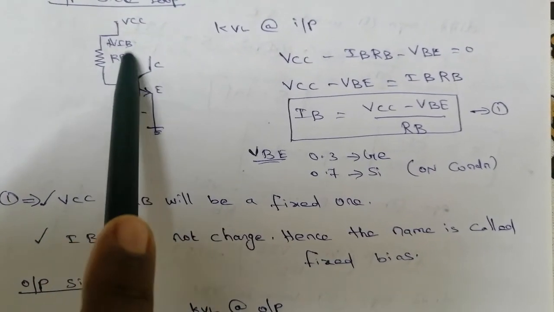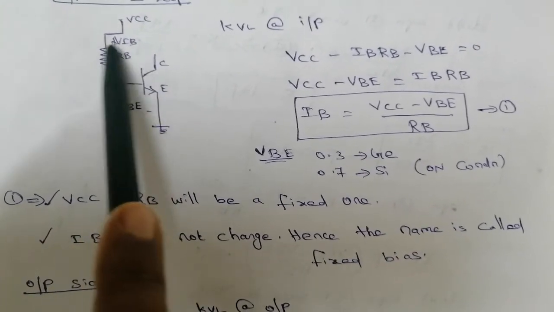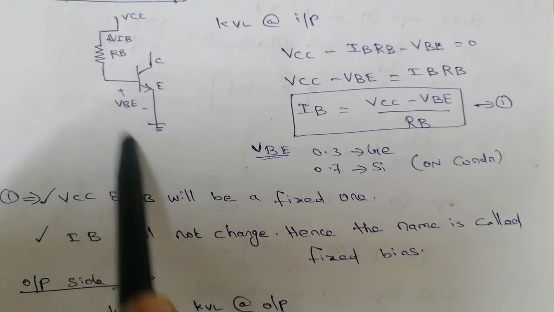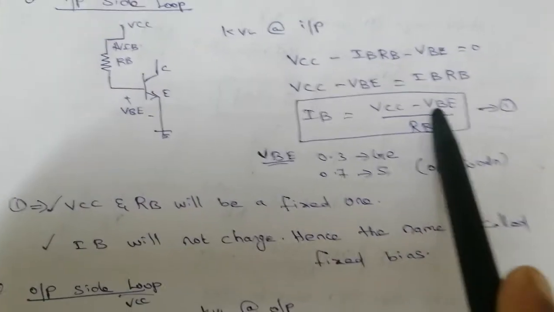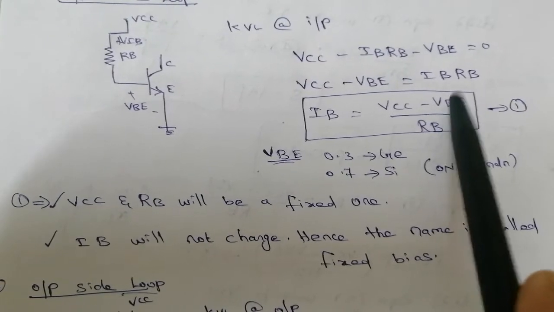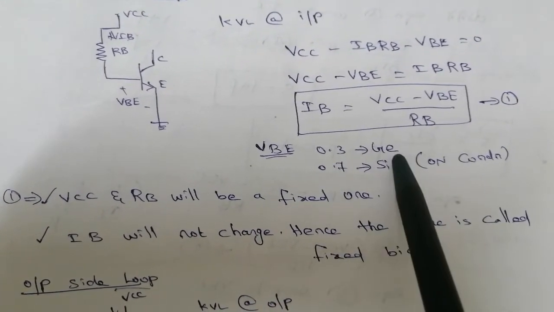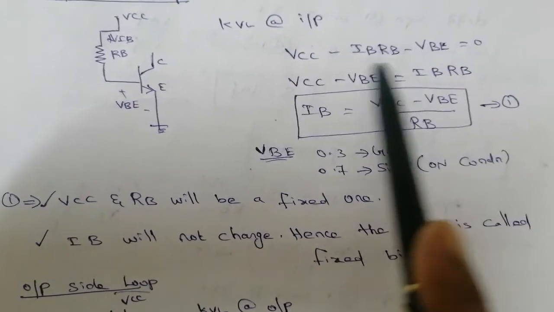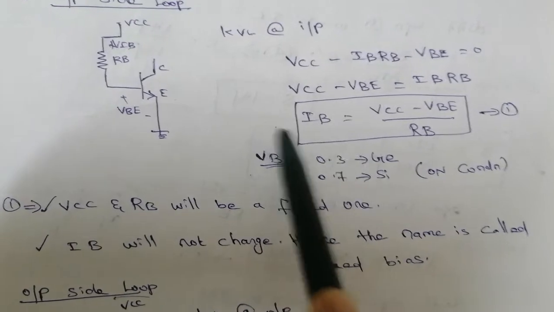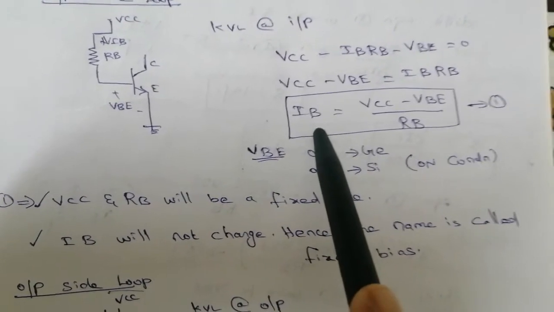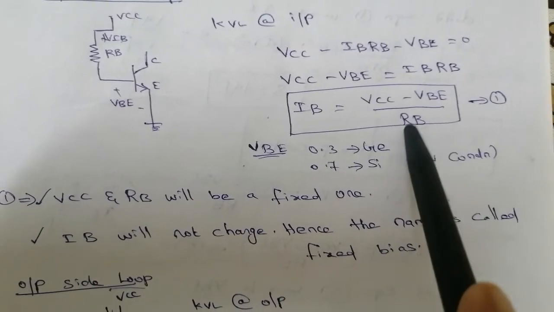Likewise, RB, the base resistance, is 10 kilo ohm or 100 kilo ohm. It is also never going to change. So both will be fixed. So VBE is also a constant value. For example, if it's silicon, it becomes 0.7, germanium is 0.3. So from that equation, we can conclude that IB is never going to increase, because IB depends on these three terms, VCC, VBE and RB.